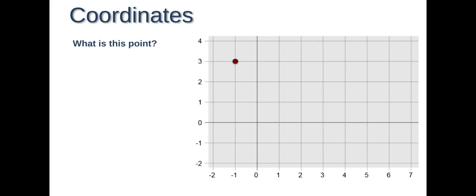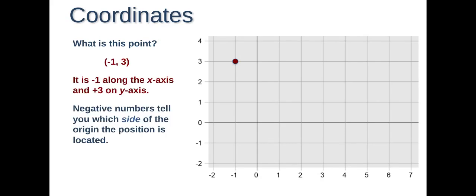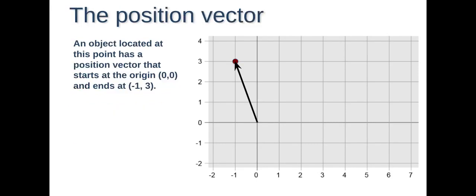What is this point? Well, again, we're going to start with the x. So this time our x is going to the left, which is a negative value. So it's going to be a negative 1. But our y is going to be a positive 3 because it's going up 3. So our coordinates are going to be negative 1, positive 3. Negative numbers tell you which side of the origin or what direction you're supposed to move in relation to your position.